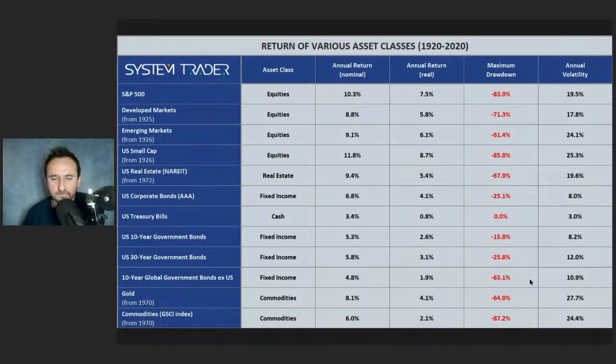And commodities, they are even worse, and they are very volatile, and the maximum drawdown was very severe. For example, the Goldman Sachs commodity index from 1970 went through a maximum drawdown at the level of 87%. That's a disaster.